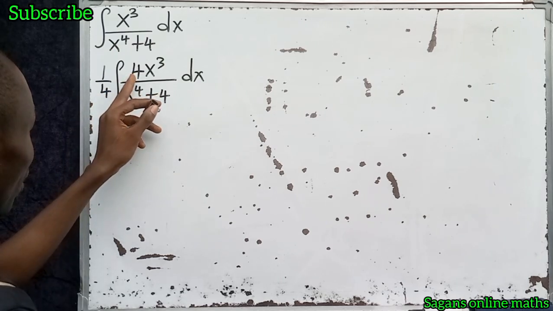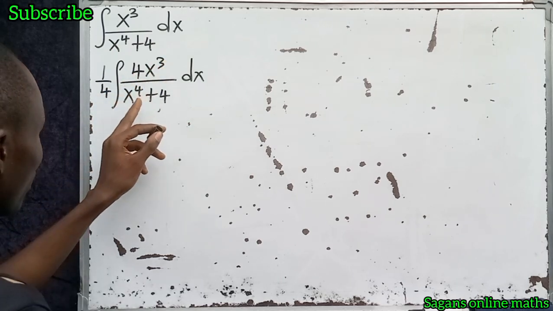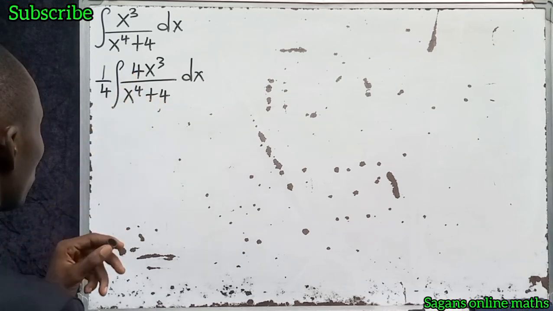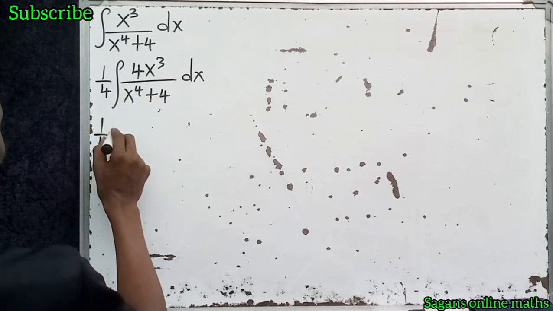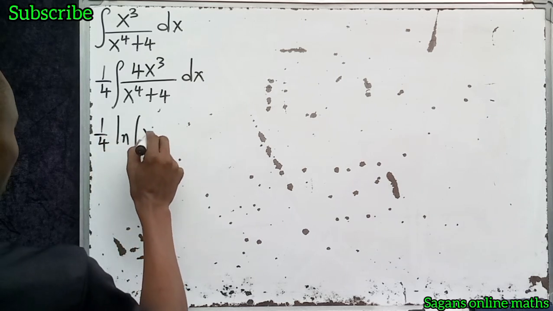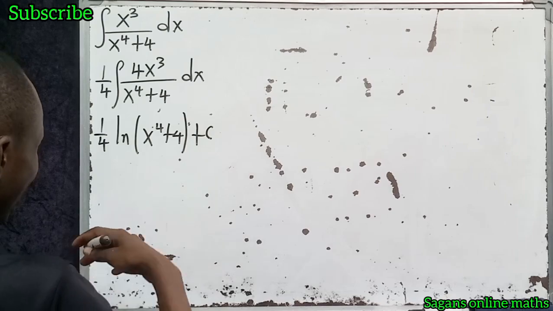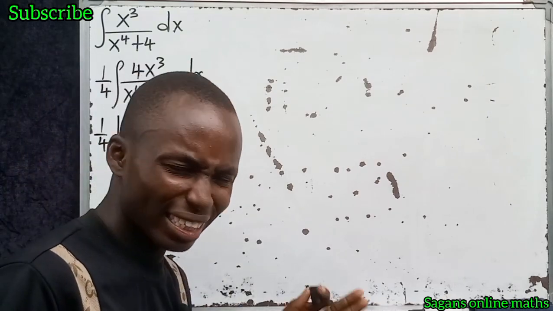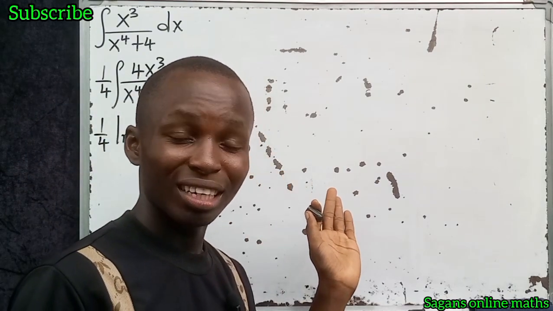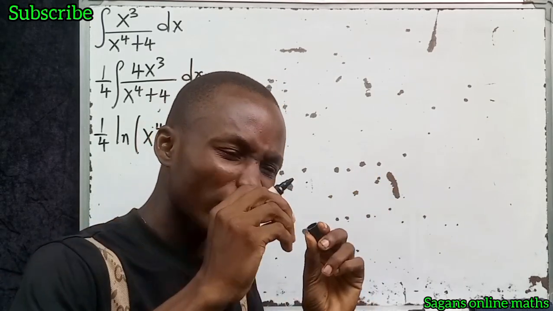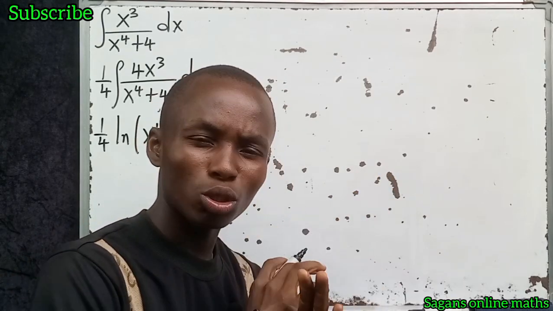Now, you can see that I multiplied the numerator by 4 to make 4x to the power of 3. That means if I differentiate the denominator, which is x to the power of 4 plus 4, I am going to have this exactly. So I will now take 1 over 4 multiplied by the natural log of the denominator, which is x to the power of 4 plus 4, plus our integration constant c. This is the answer. Very simple. Remember, whenever you differentiate the denominator and it looks exactly like the numerator, just take the natural logarithm of the denominator and you are done.